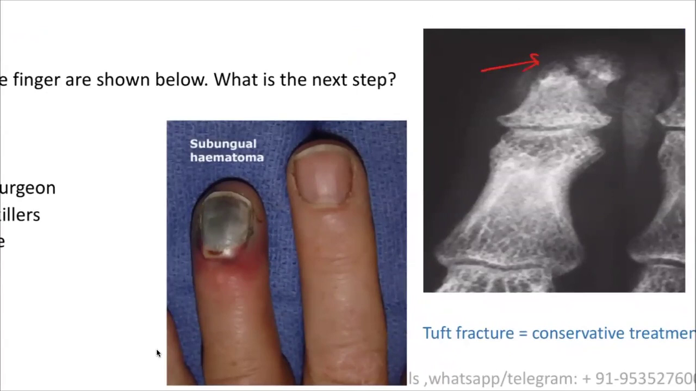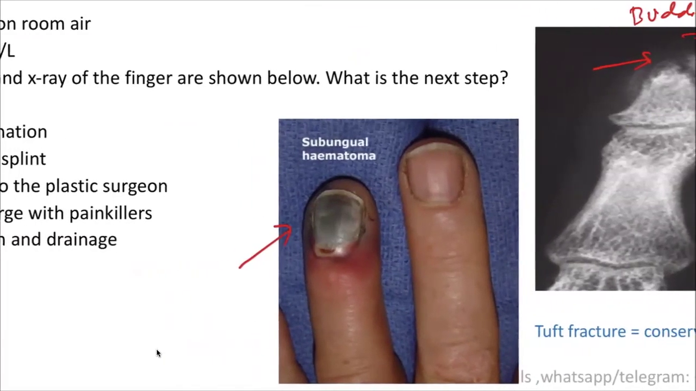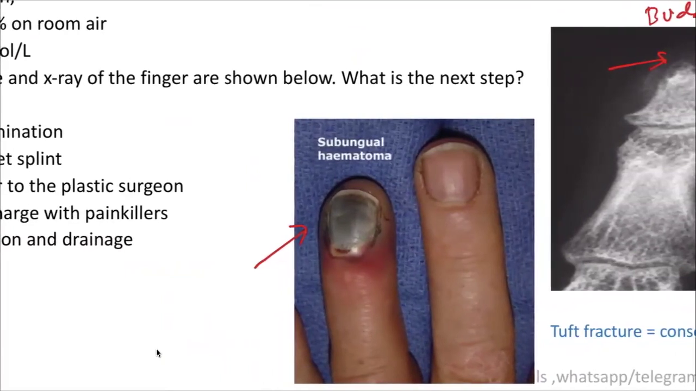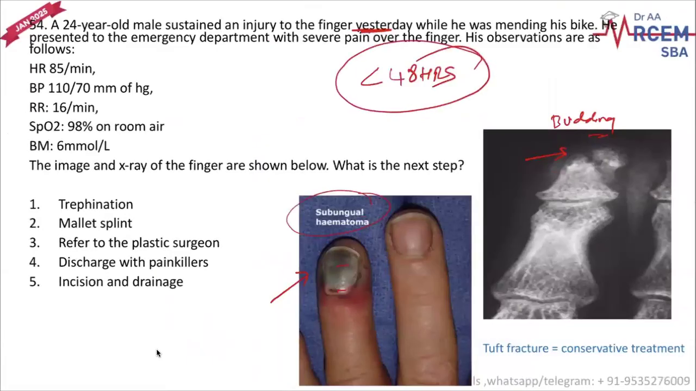What do we do for management? Just buddy taping should be fine. Nothing needs to be worried about. Why is this patient having pain? Because of the accumulation of blood below the nail, in the nail bed. This is a subungual hematoma. More than 50% is involved, so that's why you need to do a trephination. Trephination can be done because it is less than 48 hours. So the right answer here is trephination.